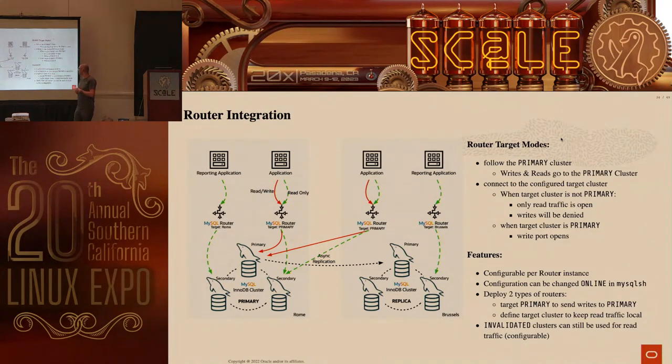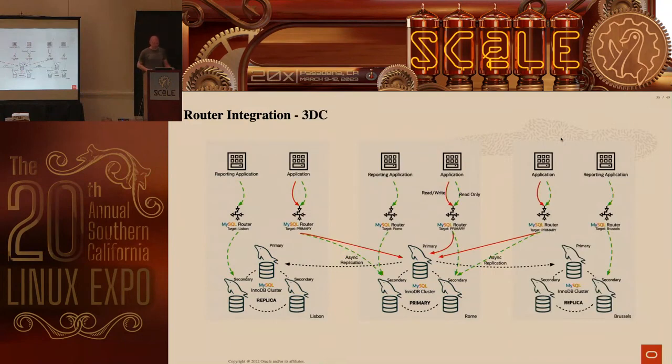And even if, for example, there's a network partition, and this cluster is primary, but you want to make this the primary, you can keep on serving read traffic here, depending on the fencing that you configure. So when you use the fencing functions, which I think I have a slide on. So with 3 data centers, the same thing. You have all routers connect to the primary cluster if they have target primary.